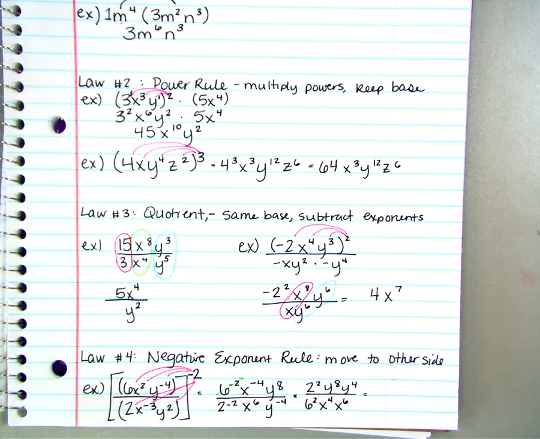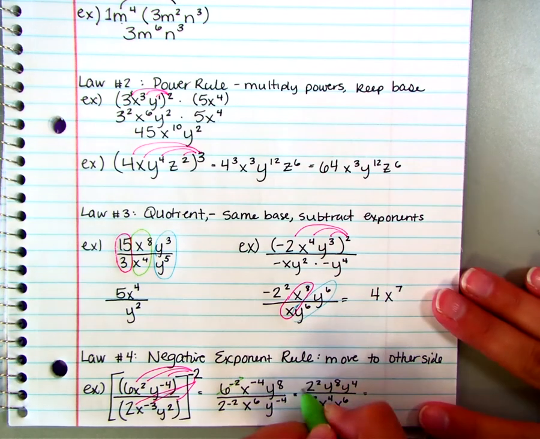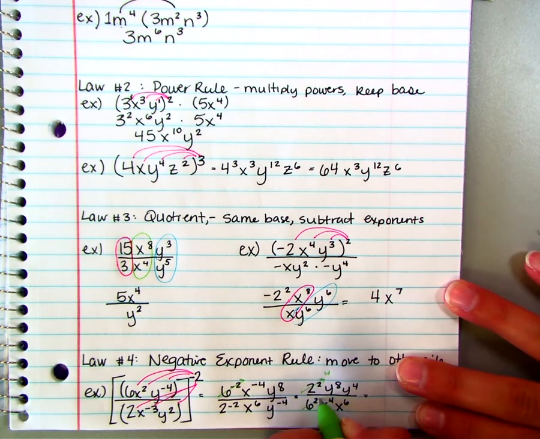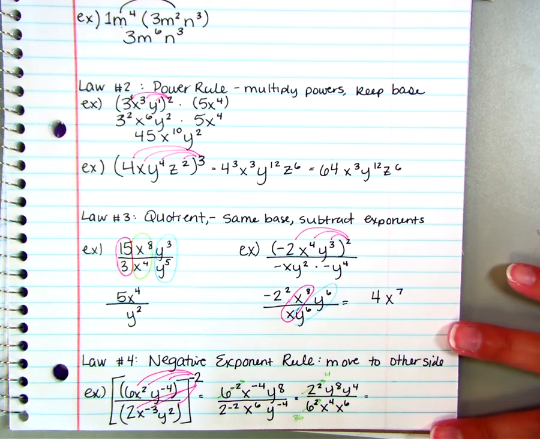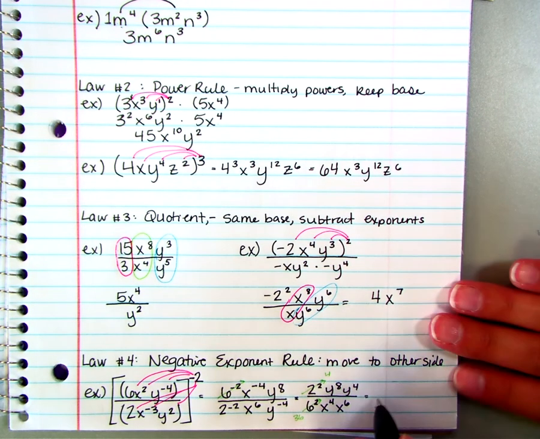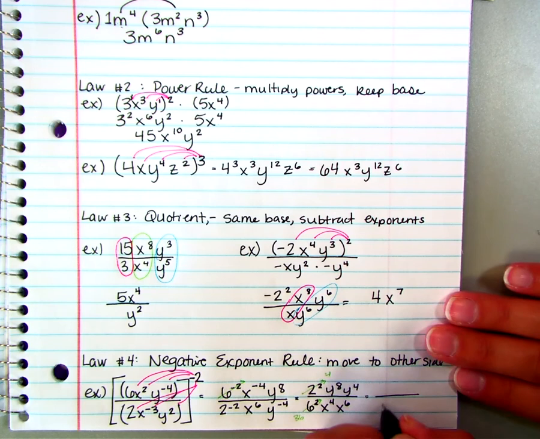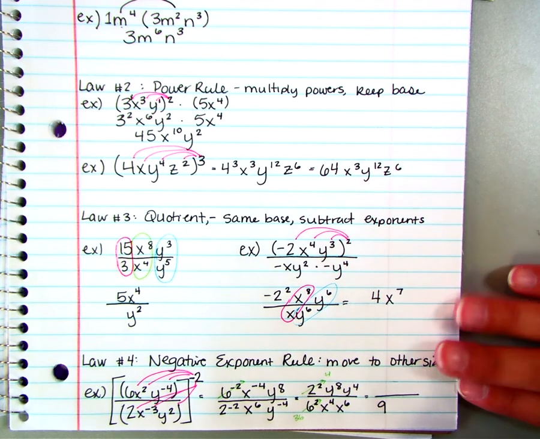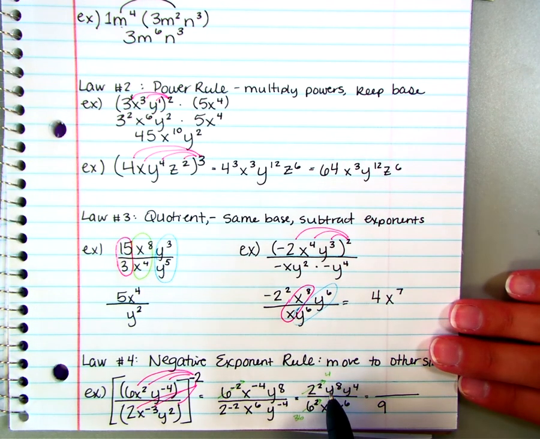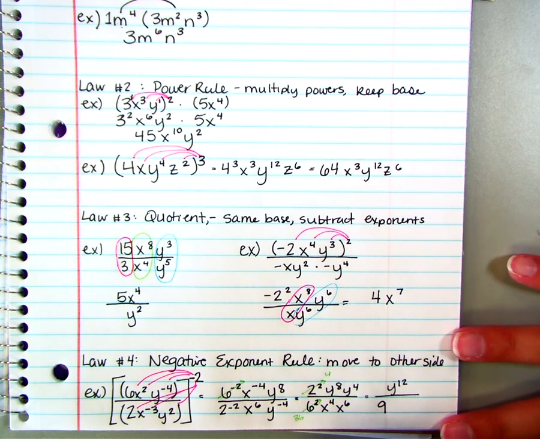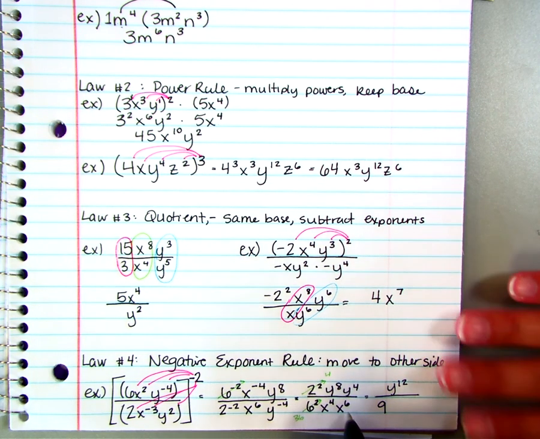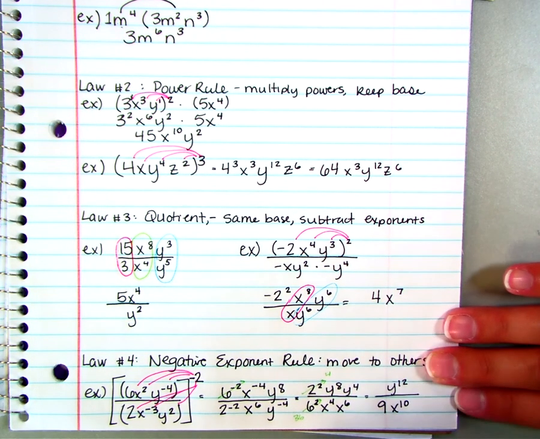Now we're ready. So we'll simplify this 2 squared. It's 4. 6 squared is 36. 4 over 36 reduces to 1/9. And then we'll just use our product rule. So same base, add exponents. y to the 8th, y to the 4th, y to the 12th. And then x to the 4th, x to the 6th, same base, add exponents, x to the 10th.